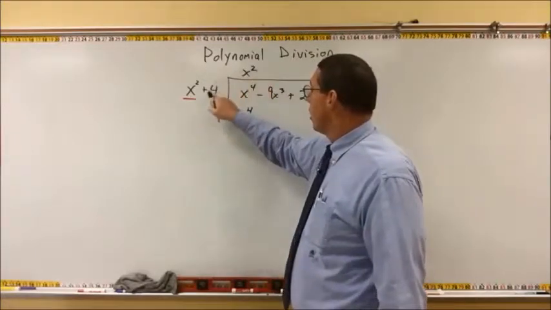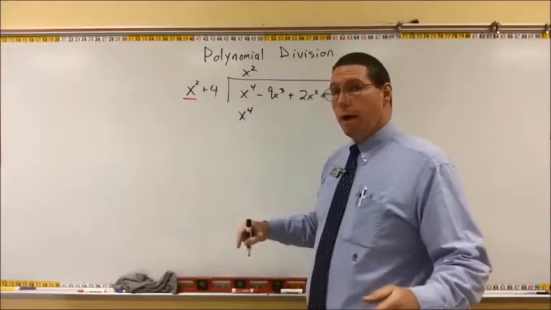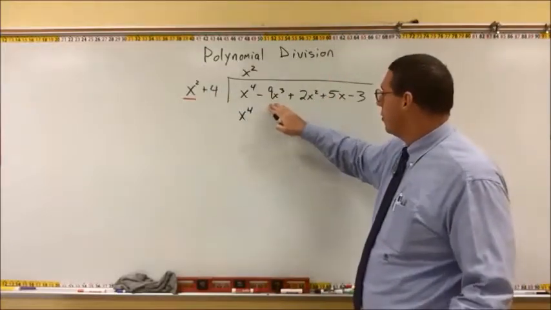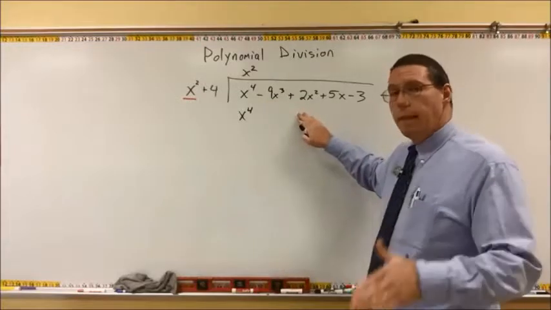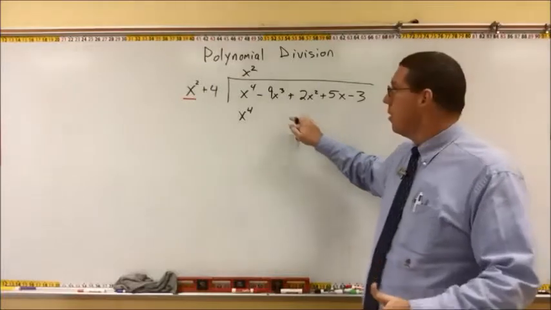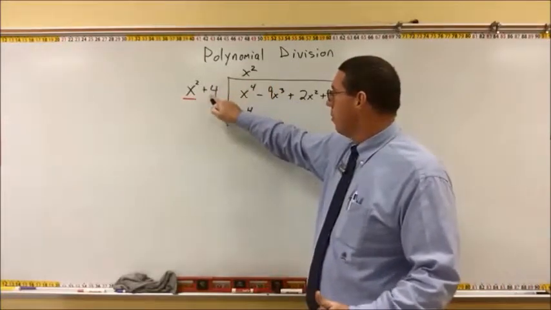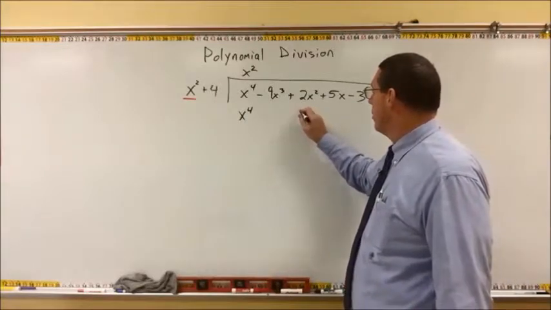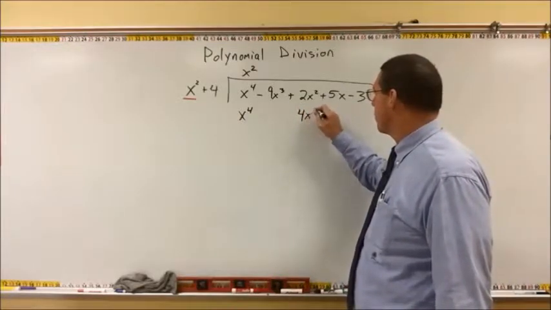Then x squared times 4 is 4x squared. But here's the thing. We're not going to put it right here. We have to put it under a term that is a like term, because we can't subtract terms that are not like terms. So we're going to take the x squared times the 4, that's 4x squared, and we're going to put it underneath the 2x squared, so 4x squared.